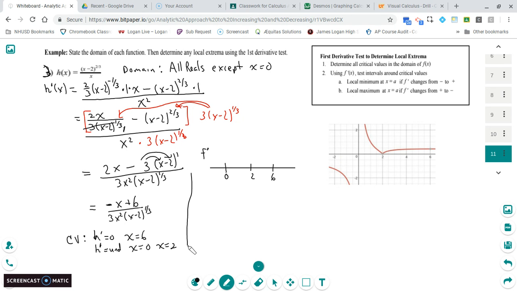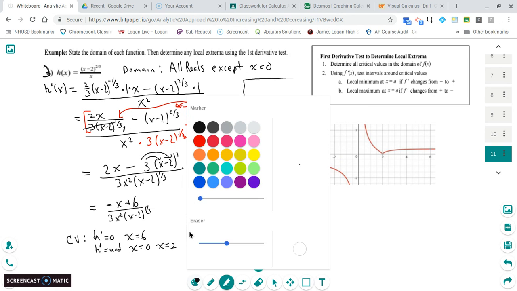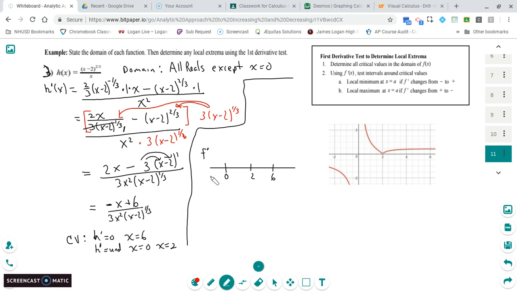Let me block off my work there. So F prime, and we pick some values. So how about -1, 1, 3. I always pick the smallest integer I can find, and 7. So I actually have 1, 2, 3, 4 intervals to test.